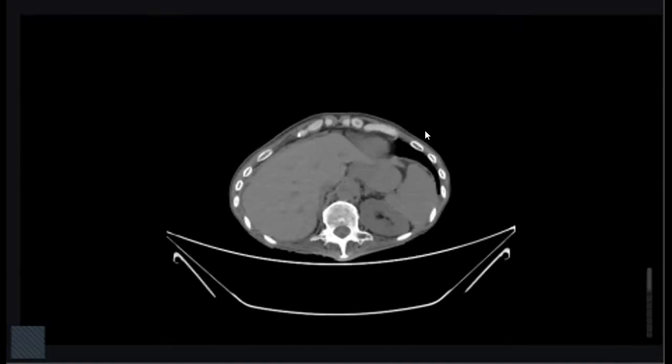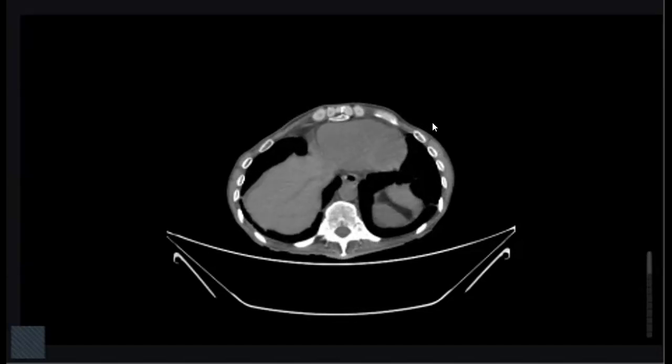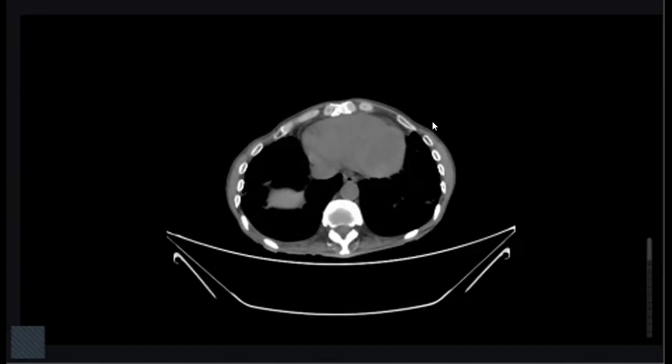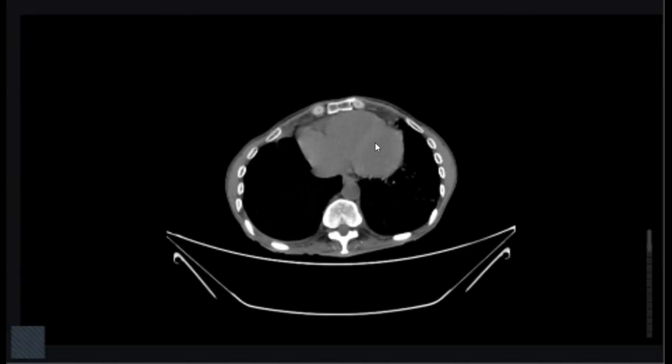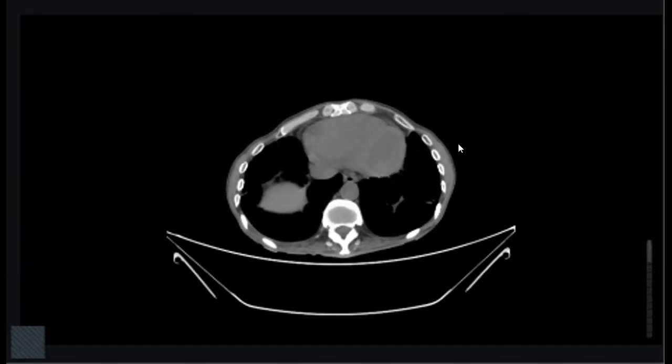Okay, this is the CT scan of the abdomen and pelvis. The CT scan of the chest, mediastinal, limited cuts. Go down again, because the full stack of images is not working. Okay, so this is the CT scan of the chest.